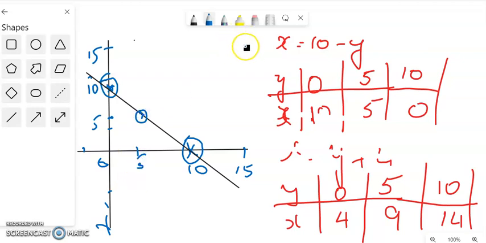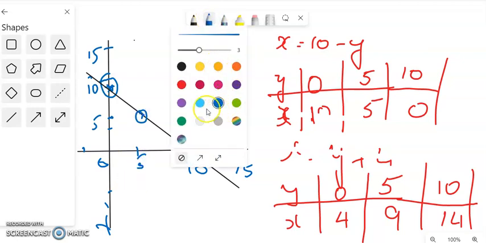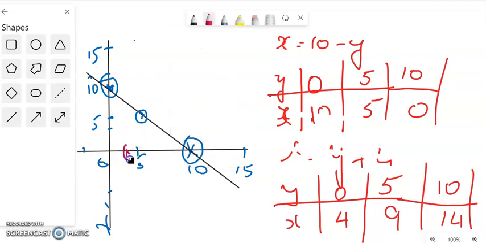Okay, now the next one, let me change the color. What is the next equation? X is 4, so somewhere here, and y is 0. Next, x is 9 and y is 5. And 14 and 10. Now I'll use the scale and draw a line. This is much better because of the reading.